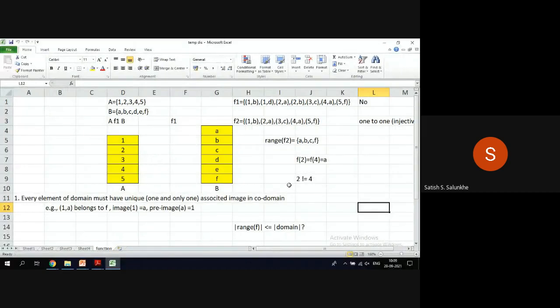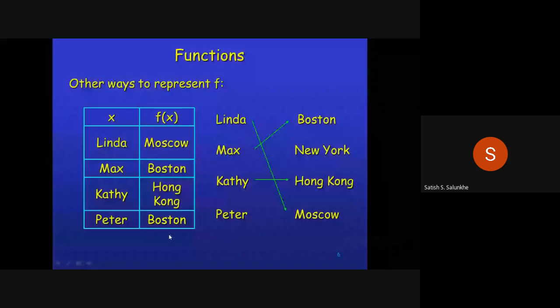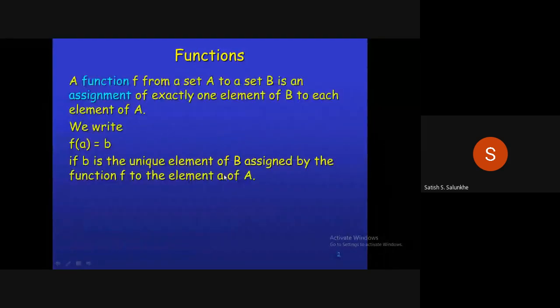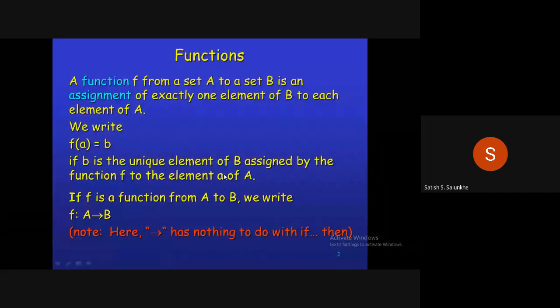So let us recap quickly what we did in yesterday's session. We started with what is a function. A function f is from a set A to a set B, which is an assignment to exactly one element of B to each element of A.